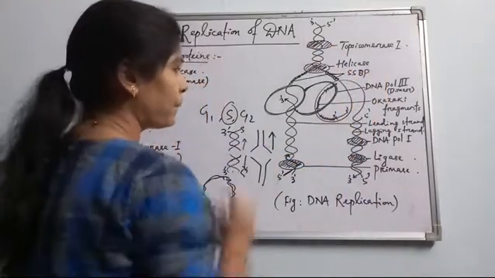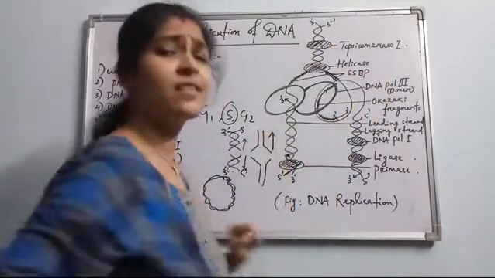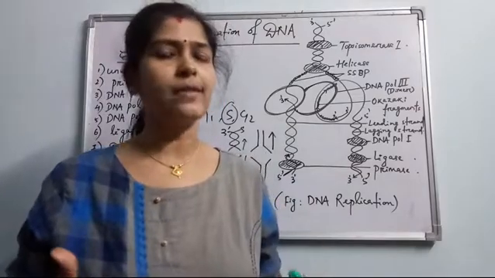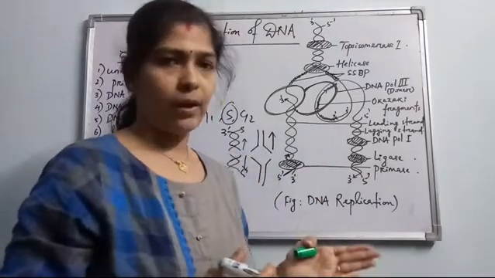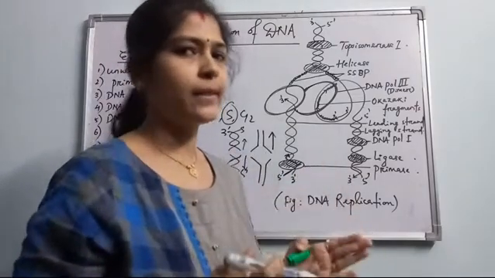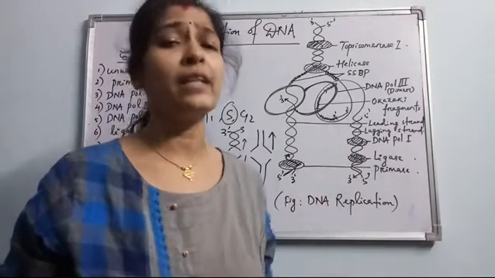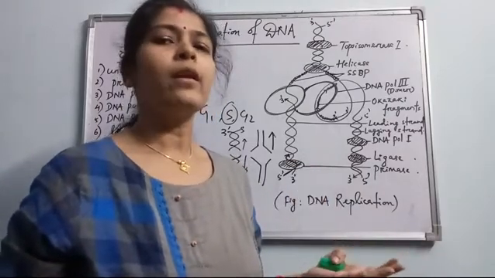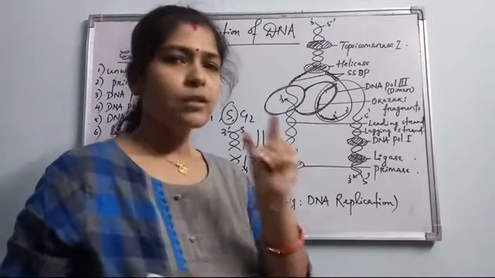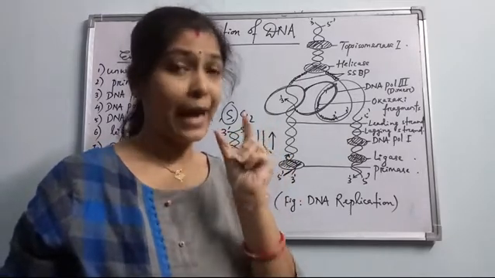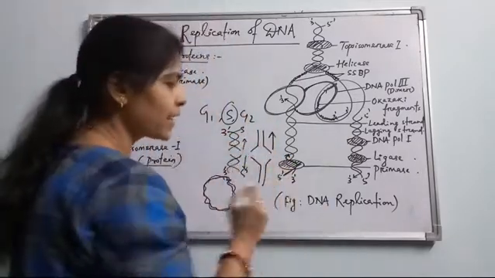Then what happens? DNA synthesis cannot be started de novo or instantly. This means the template strand or parental strand cannot synthesize its daughter strand instantly de novo. It needs one RNA primer. RNA primer is a short stretch of oligonucleotide of RNA which is first synthesized.